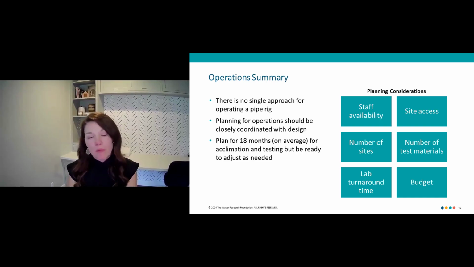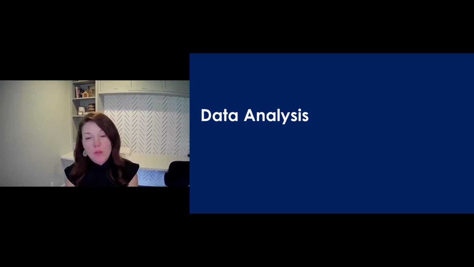But at a minimum, I would recommend planning for 18 months for acclimation and testing. That's, again, on average, what we tend to see for the operations phase, but be ready to adjust to changing conditions in the field to make sure you've got enough time and staff to support this important phase of work. And with that, I'm going to turn it over to Michael, who's going to talk about looking at this data and making some informed decisions.